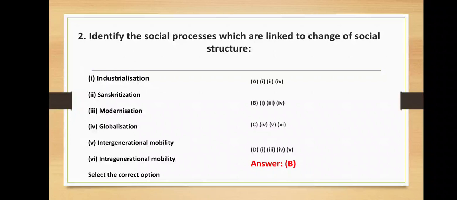Second question, identify the social processes which are linked to change of social structure. Industrialization, it is related with social processes which are linked to the change of social structure. Here the answer is option B, that is industrialization, modernization and also globalization.